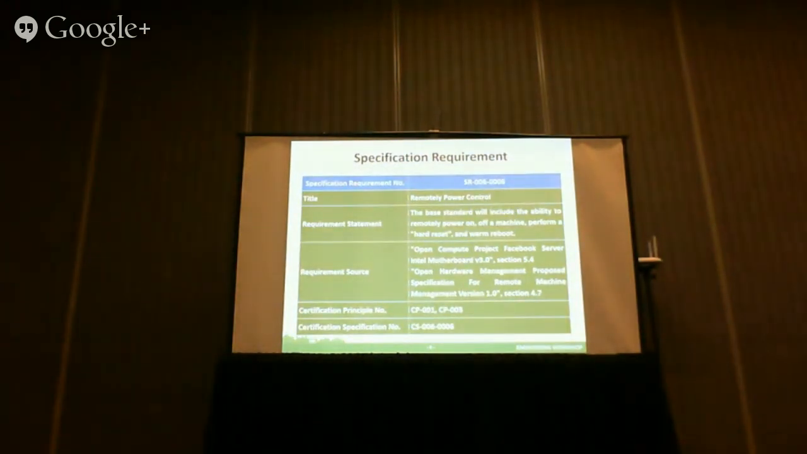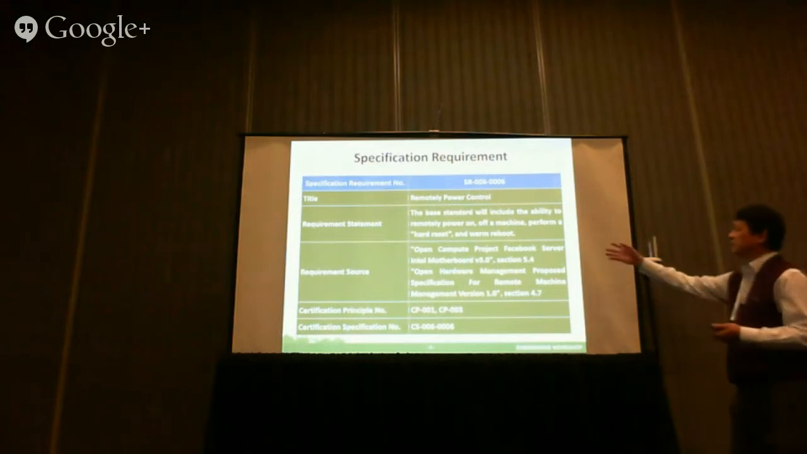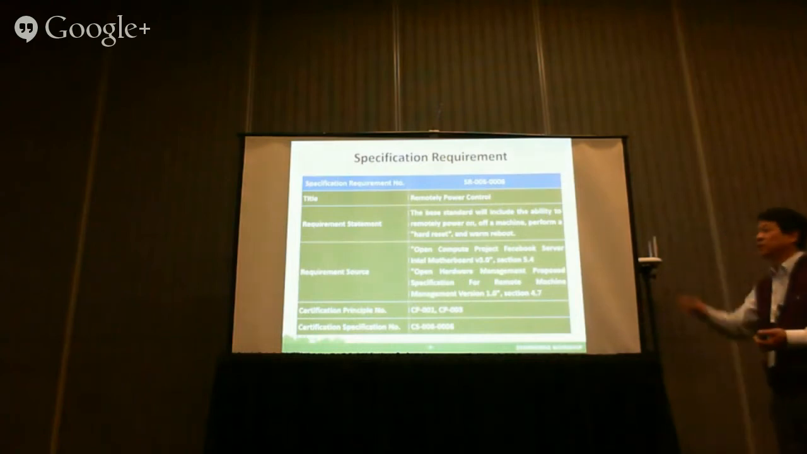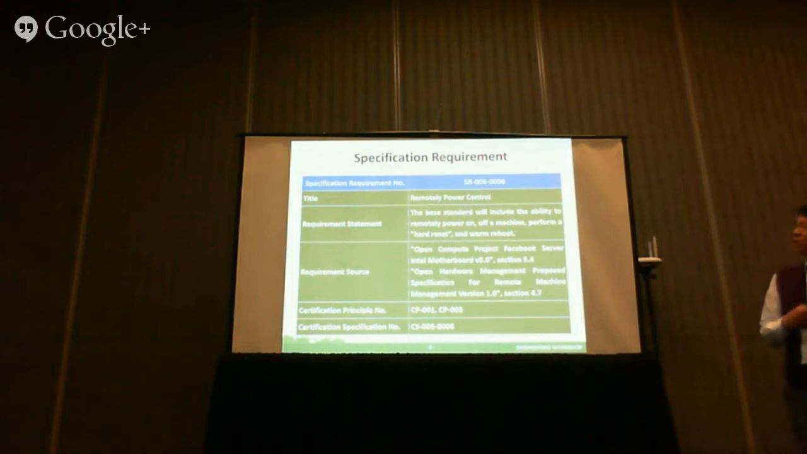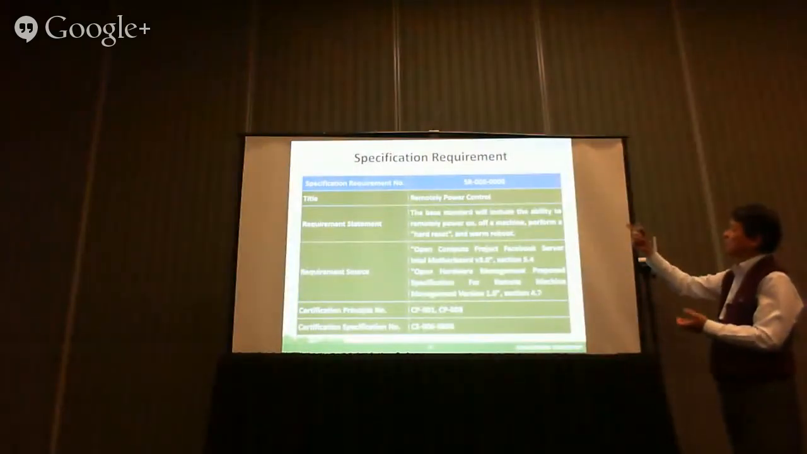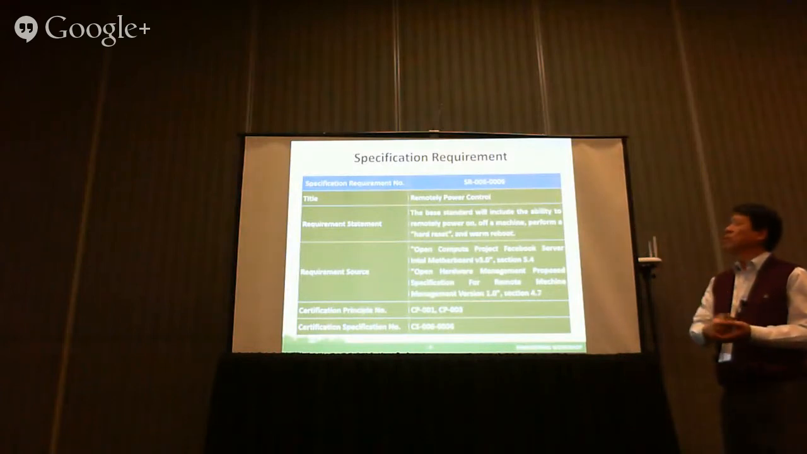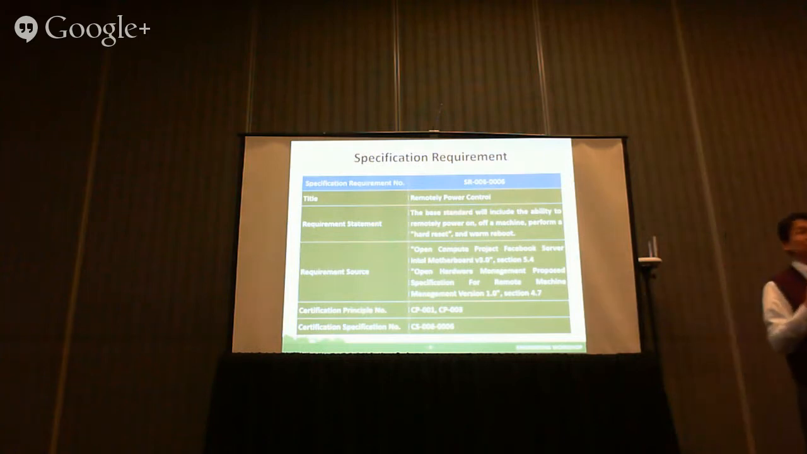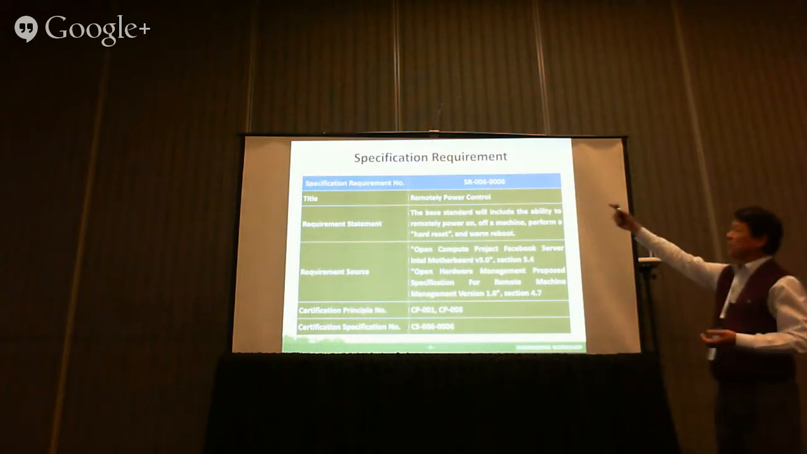For server, we have the OCP server motherboard spec and the hardware management spec. So this is a spec requirement. Why do we check this? It is because the OCP server spec says that the base standard will include the ability to remotely power on the machine, and so on. So this is the spec requirement. It says why we check these items, and then we'll make a number for these items.